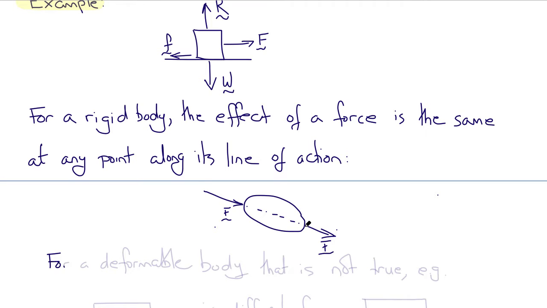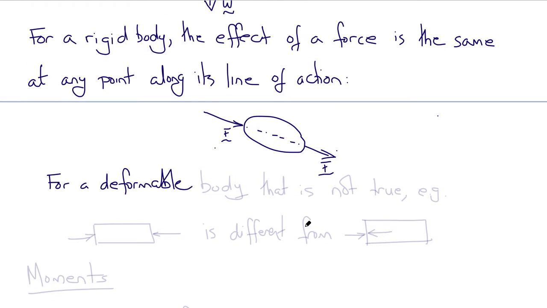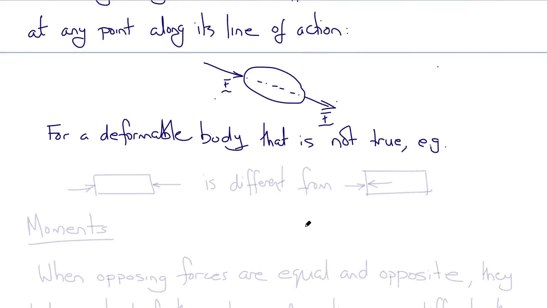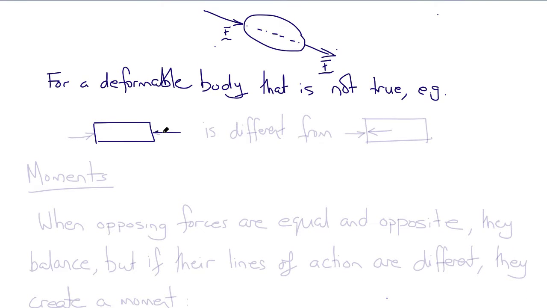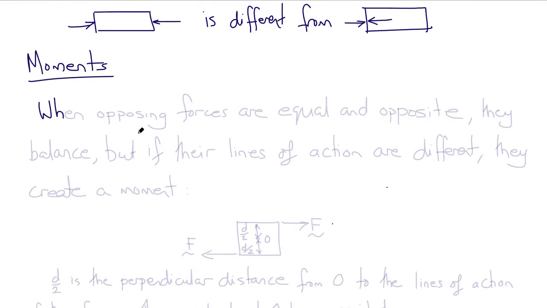Now, we have to keep in mind that if the body is deformable, as it will be when we consider continuum mechanics later, then this statement is no longer true. For example, if we push on a deformable body from either side, it's different from this situation here, where we're pushing and reacting at the same point, because this situation would tend to deform the body. So that's a little bit about forces.